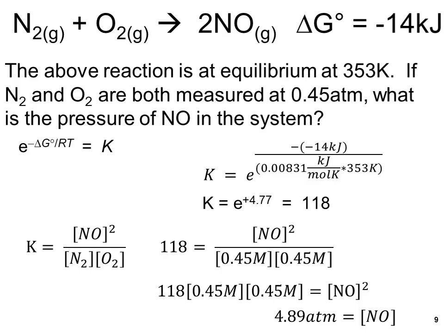Now, when we set up our equation, K equals NO squared over N2 times O2, we know our reactant concentrations are both 0.45, so we can cross-multiply those to get 118 times 0.45 times 0.45 gives us NO squared. If we take the square root of both sides, we get a pressure for NO of 4.89 atmospheres. Again, we're unlikely to have anything like this in the homework or on the exam, but it is just a good way to see how all these things can become connected together.